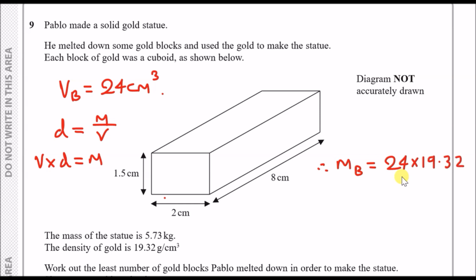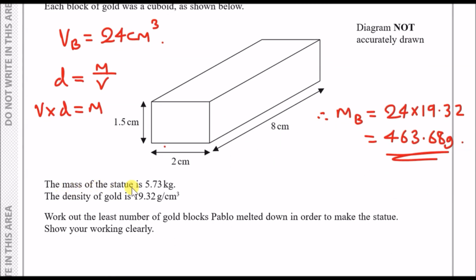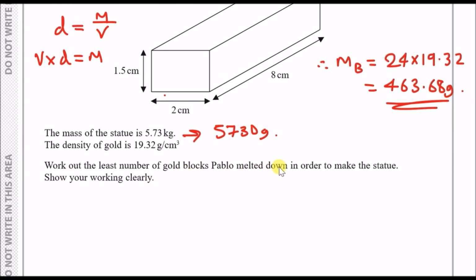If you put that in your calculator, you should get a result of approximately 463.68 grams. So remember, we're working in grams here. Now, it tells us that the mass of the statue that he wants to form by melting the blocks is actually 5.73 kg. So in grams, you have to multiply that by 1,000 to get 5,730 grams worth of blocks. So to work out the least number of gold blocks required, you just have to divide these two values. So he needs 5,730 divided by 463.68, and you're going to get some kind of decimal answer, something like 12.357.